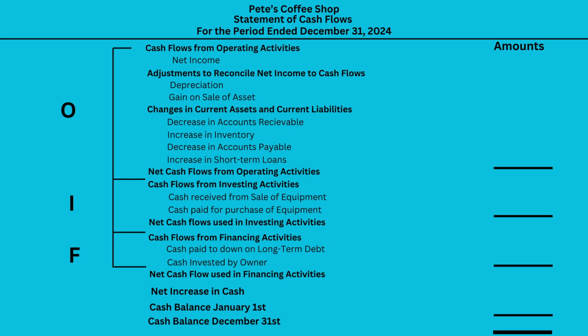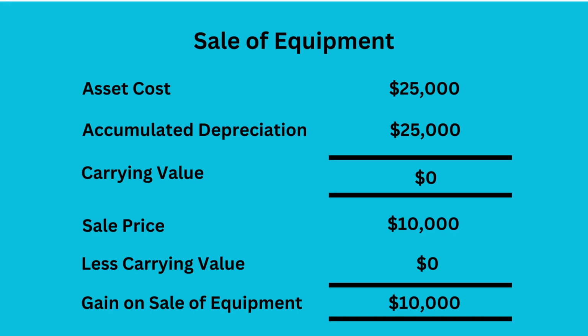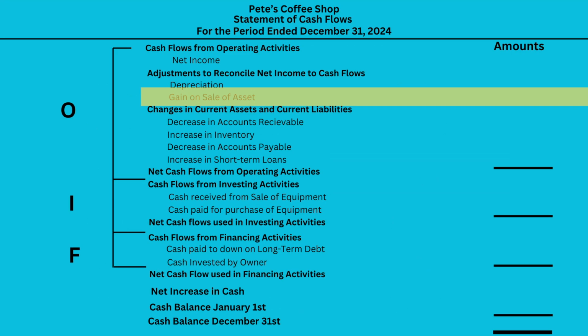A common mistake many people make is thinking that inventory purchases go here, but they don't. We already accounted for that in the operating section because inventory is a short-term asset. So if we look back at the sale of equipment, we received cash of $10,000 from the sale of an asset. This is going to be a positive cash flow in the investing section. The gain from the sale has already been reconciled in the operating section.